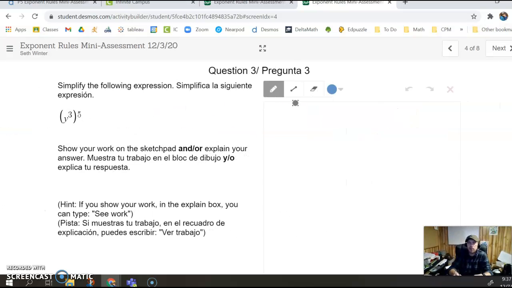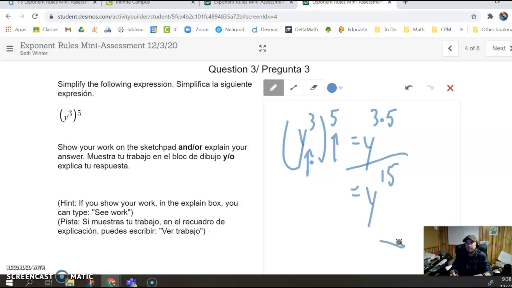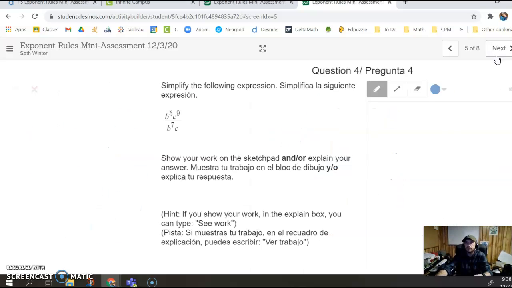This one is our power rule, right? Y to the third to the fifth power. That means I have 5 sets of what's inside. And we learned that if we take a power to a power, we can multiply those powers. 3 times 5 is 15. Boom. All right, moving on.